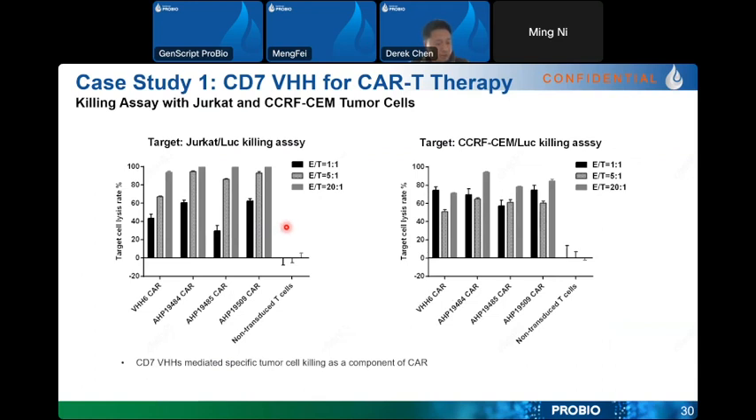After expression confirmation, luciferase-based reporter cell killing assays were conducted on 2 different target cells, the Jurkat cells and the CCRF cells, to evaluate the in vitro efficacies. In these cytotoxicity assays, the CAR-T candidates showed similar potencies as the benchmark at different E:T ratios.